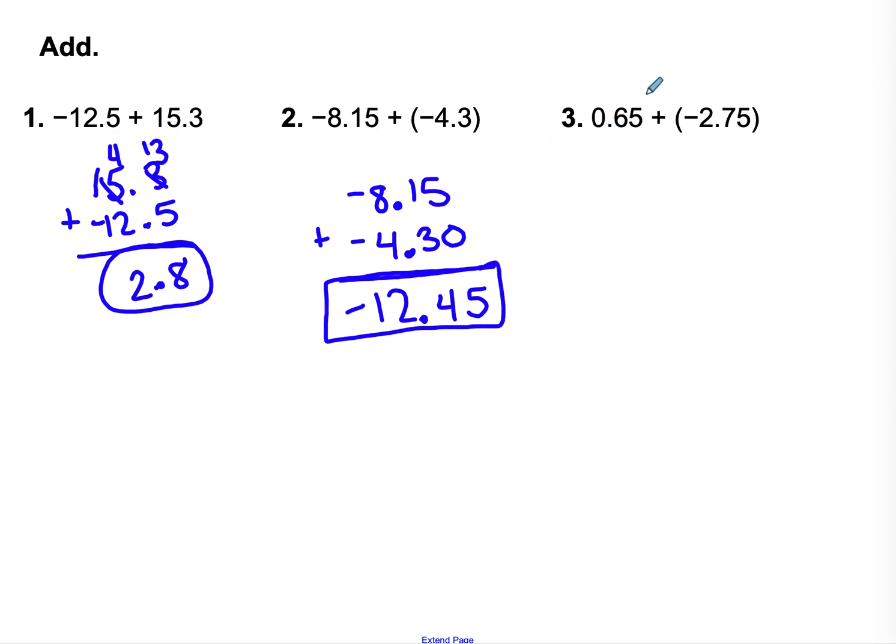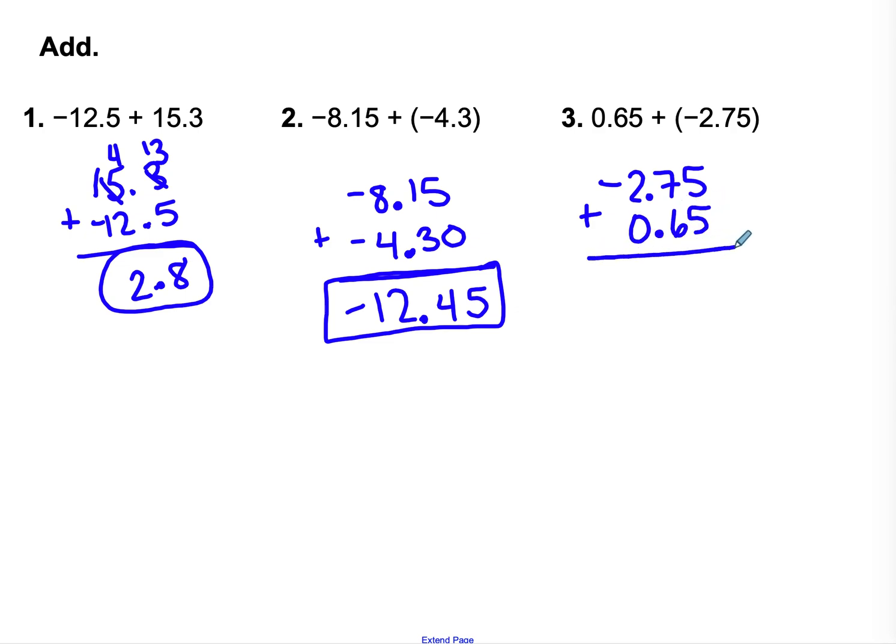And then number 3, 65/100 plus negative 2 and 75/100. Make sure the greater absolute value gets written on the top: negative 2 and 75 hundredths plus 65 hundredths. Make sure you're lining up that decimal points.